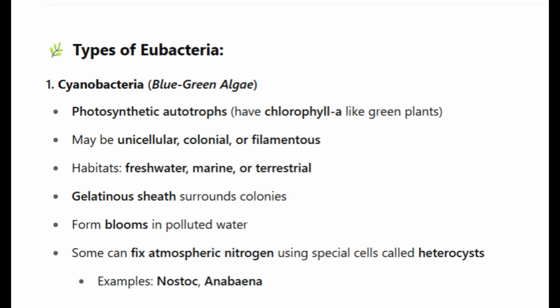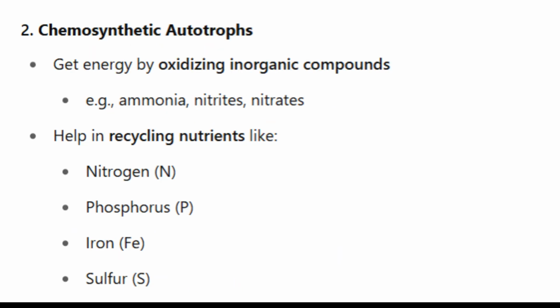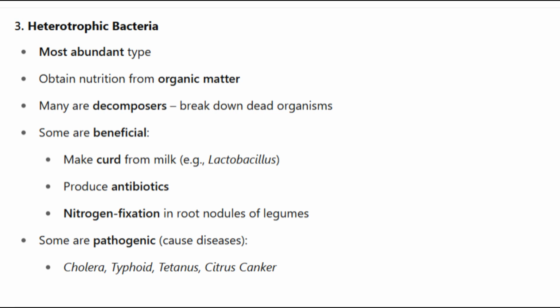Chemosynthetic autotrophs. These bacteria get their energy not from the sun, but by oxidizing inorganic chemicals, like ammonia, nitrites, nitrates, sulfur, or iron. They play a crucial ecological role as recyclers, helping cycle essential nutrients like nitrogen, phosphorus, iron, and sulfur through ecosystems.